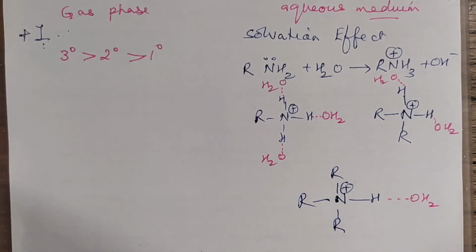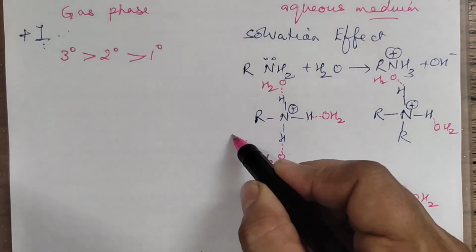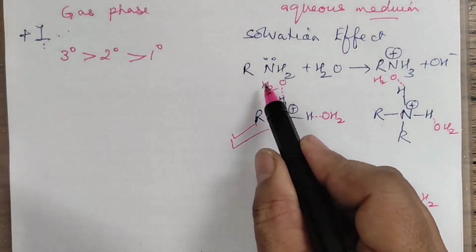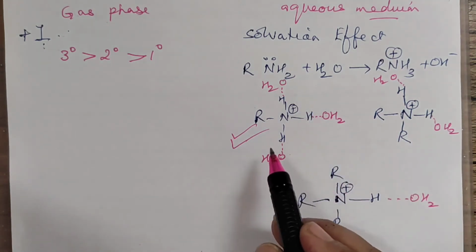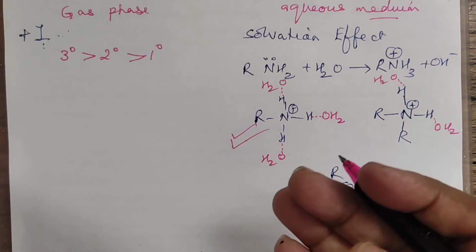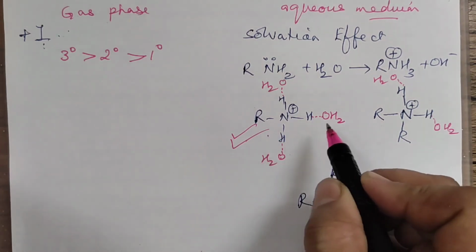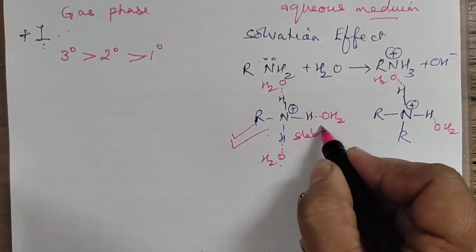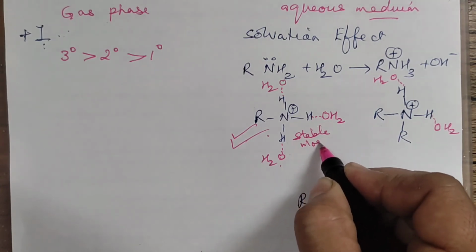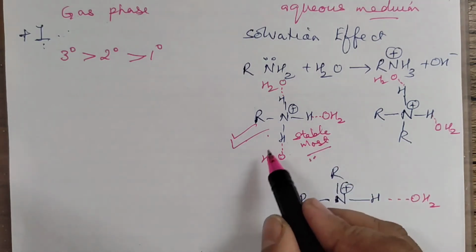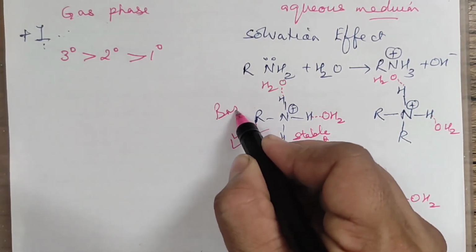The one that is most solvated, that is the 1 degree ion. The ion which was obtained by 1 degree. More the hydration, more the solvation, more is the stability. This has undergone solvation to the greater extent. This is most stable. Most the stability means we will say that it is most basic also.